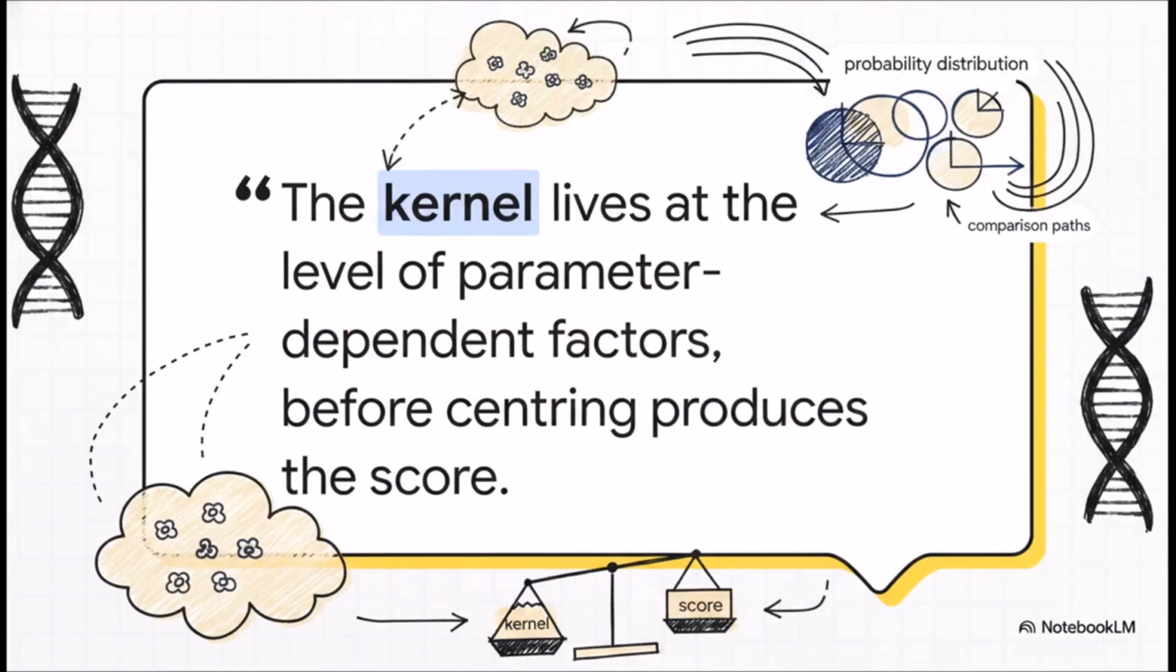Zakaria Derbazi puts this brilliantly in the paper. He writes, "The kernel lives at the level of parameter-dependent factors before centering produces the score." Think of the kernel as the literal DNA of the distribution's parameter. Because it exists before that whole centering process, it's highly portable. We can use it to compare joint parameter paths, pairwise factor forms, and even those really complex compound laws.